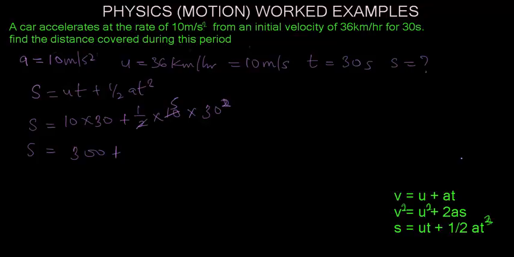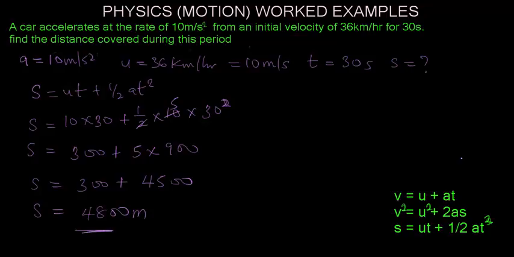So we have s is equal to 300 plus 5 times 30 squared, 5 times 900. So s is equal to 300 plus 5 times 900, which is 4,500. S is equal to 4,800 meters. And that is the final answer.